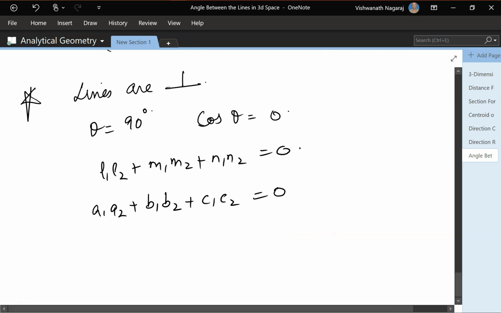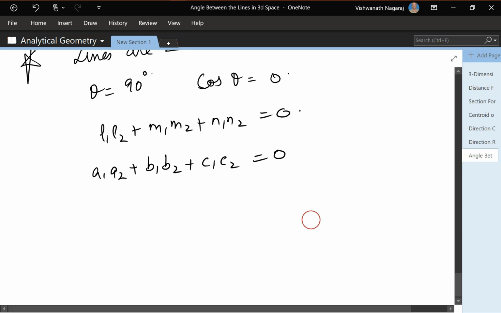So that is the case of perpendicular lines. I think that's enough for today.